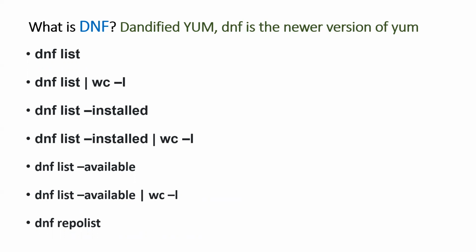So when you do dnf followed by a space and list, it lists all the packages that are there. dnf list | wc -l will do the same thing, and the word count -l gives you a count of all of them. dnf list --installed shows the list of the packages that are installed, and dnf list --available will show what is available for you to install. And dnf repolist is going to give you the repo information.